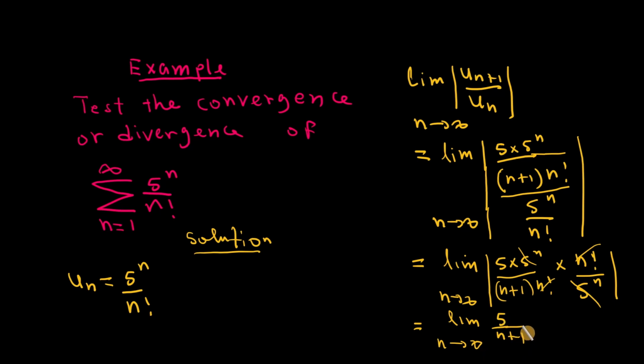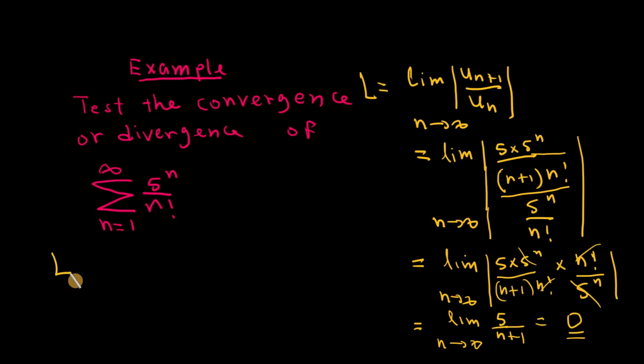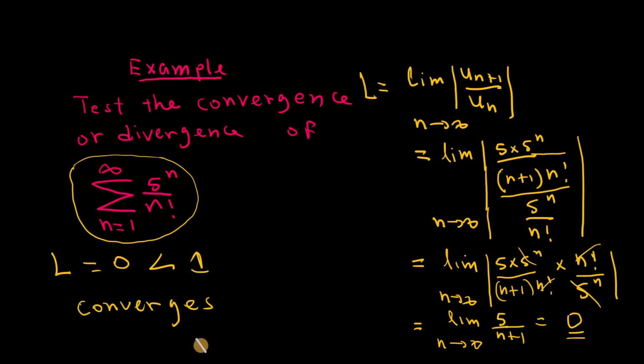To look for the limit of this function, we substitute infinity in the place of n. We're going to have 5 over infinity, which we approximate to 0. Therefore, the limit of this function is 0. We know from the ratio test we said L was equal to this. Now, L is equal to 0 and 0 is less than 1. Therefore, this series from the ratio test converges.